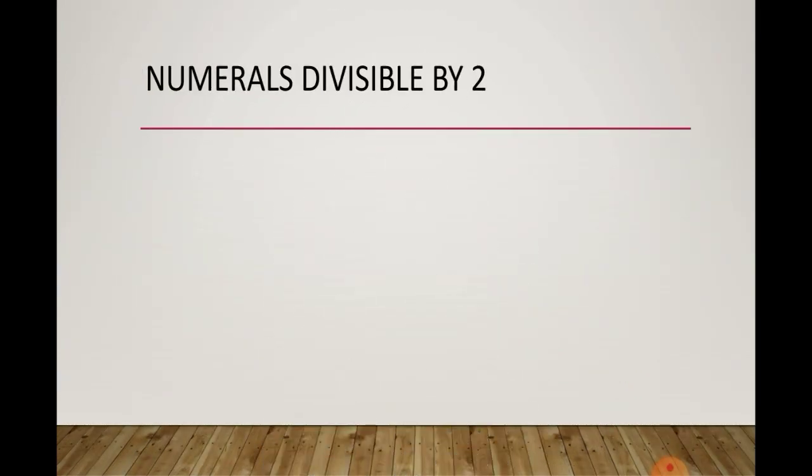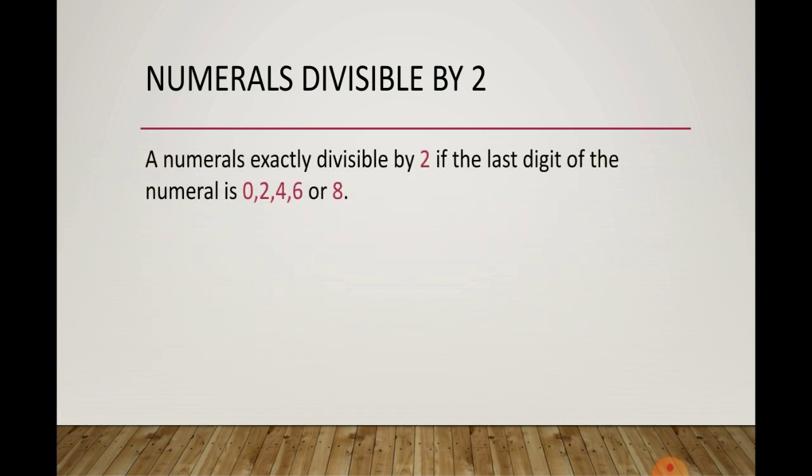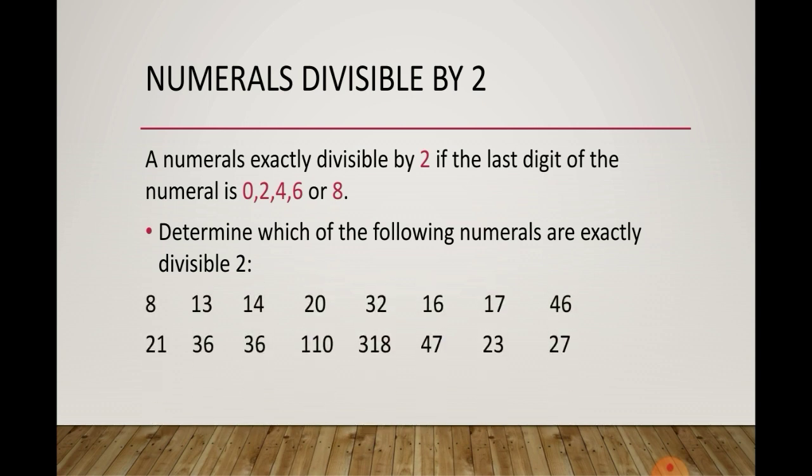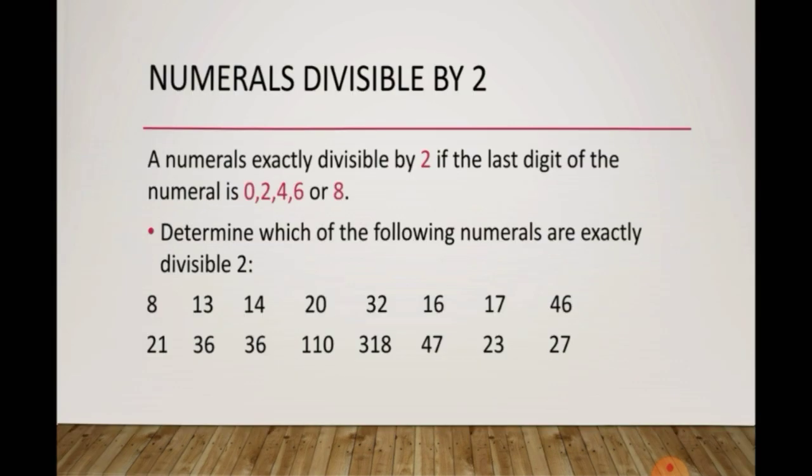Numerals divisible by 2. A numeral is exactly divisible by 2 if the last digit of the numeral is 0, 2, 4, 6, or 8. Determine which of the following numerals are exactly divisible by 2. Without using paper and pen, we can determine this by looking at their last digit.